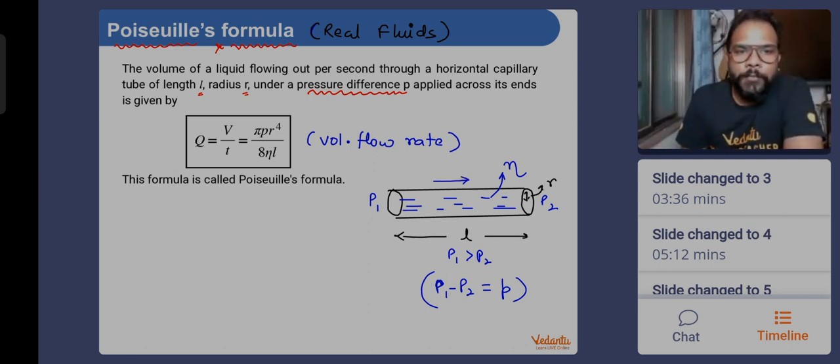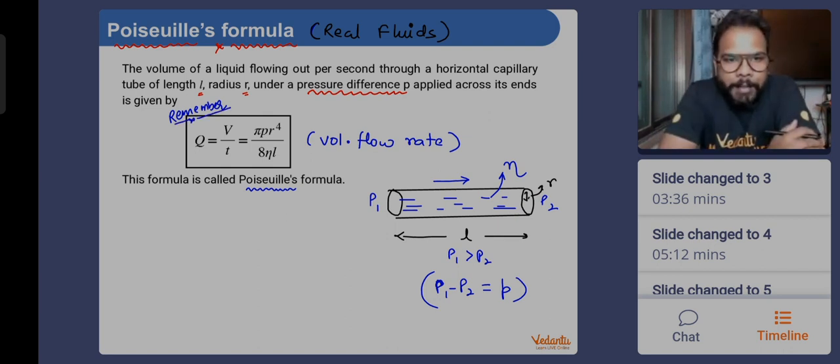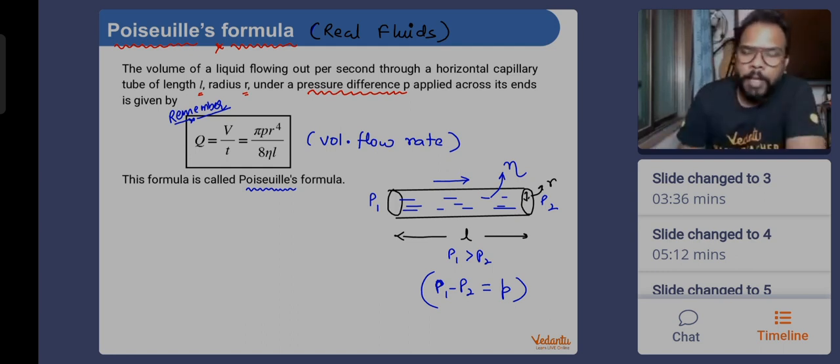Okay, so the volume flow rate of the liquid under the pressure difference P is given as pi r to the power 4 into pressure difference upon 8 eta into L. This formula is known as Poiseuille's equation or Poiseuille's formula. I want you people to remember it because we don't do the derivation of it in our JEE syllabus or in our board syllabus. So please remember this formula: pi r to the power 4 p divided by 8 eta L. This is the volume flow rate formula that we talk about for a real fluid which is flowing in a pipe.